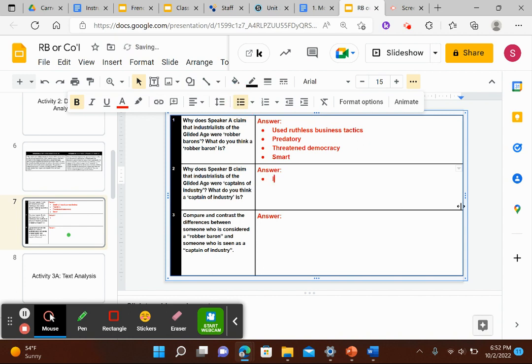So he says they were innovative, hardworking, a product of their time and circumstances. Have you ever heard strike while the iron is hot? Well, at this time, the iron was hot and they had to take what they could get because it was never going to happen again. And if they didn't grab it, someone else was going to do it. They were thinkers, planners, and philanthropists.